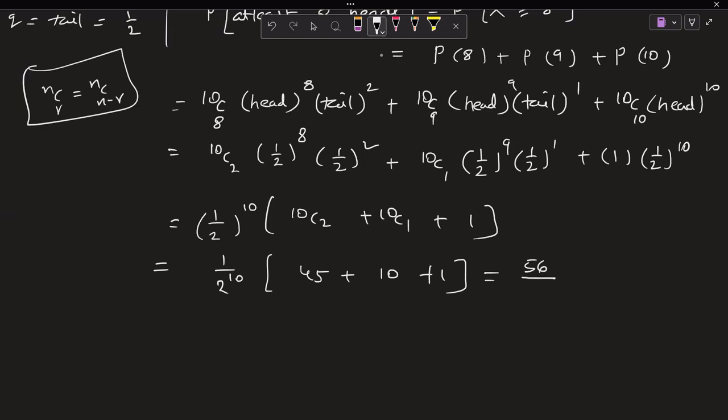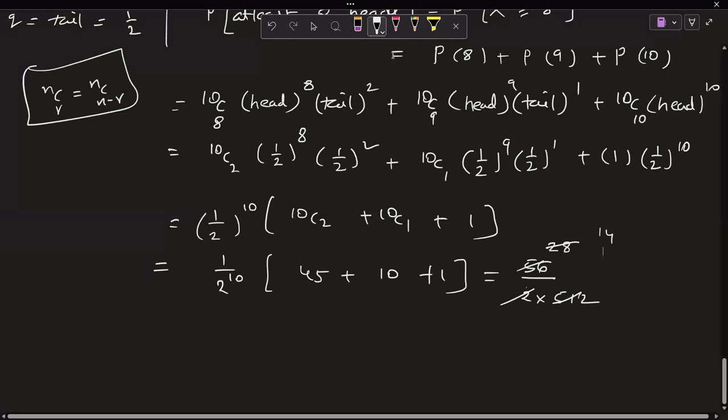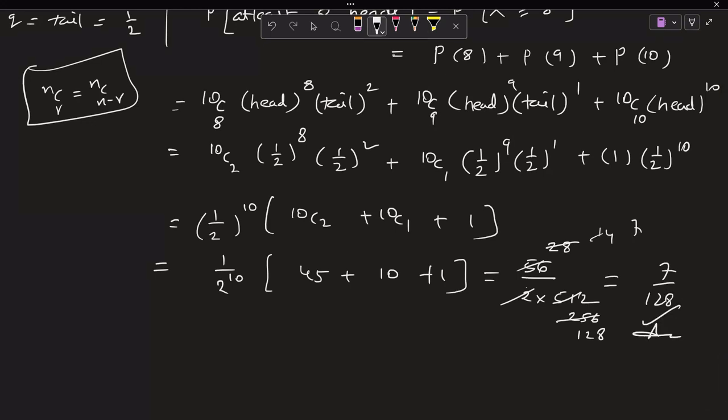2 power 10, which is 1024, or 2 into 512. 2 got cancelled in 56, giving 28. Again, one more 2 got cancelled, giving 14. Here 256. One more 2 got cancelled, giving 128. This is 7. So 7 out of 128 is the answer of this question.